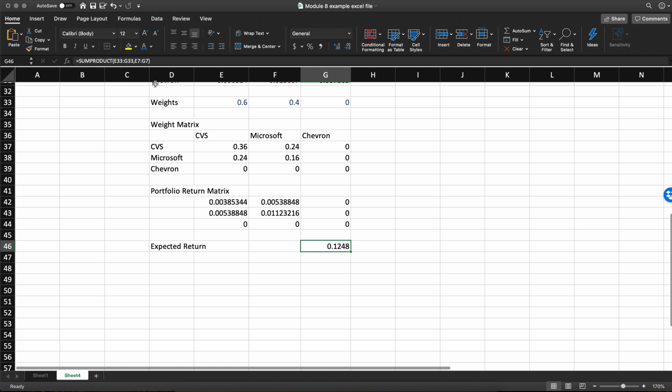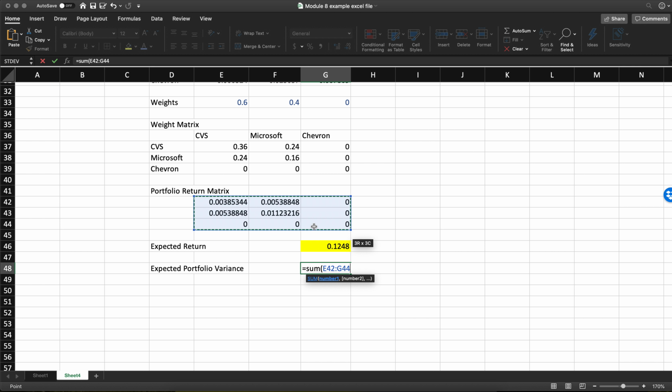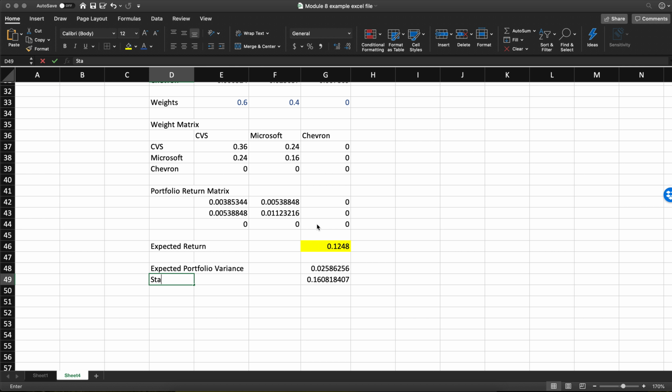All right, expected return 12.48. That's exactly what we got earlier. Expected portfolio variance is going to be the sum of all of these, and then the standard deviation is going to be that to the 0.5. And let me just put in parentheses risk. Variance is risk. Standard deviation is also risk. It depends on how you want to think about it.